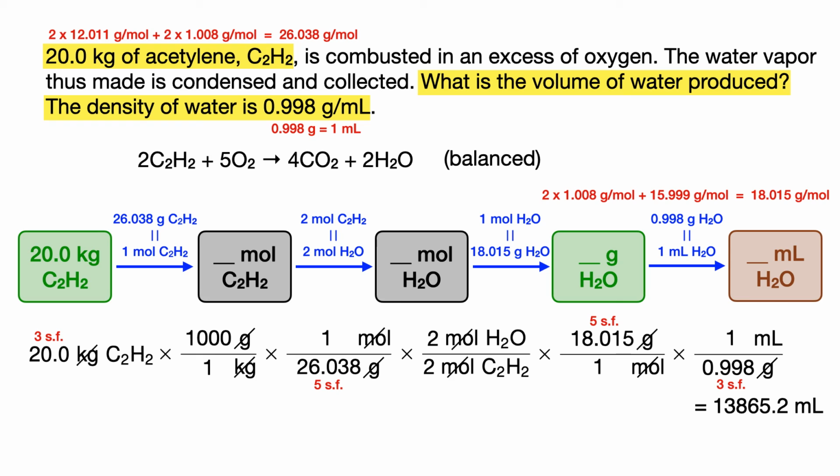And while I'm doing that, since this is a large number of milliliters, I'm also going to convert that to liters by dividing by 1,000, and so that gives us a final answer of 13.9 liters is the volume of water produced in this case. And that is it for this time around.